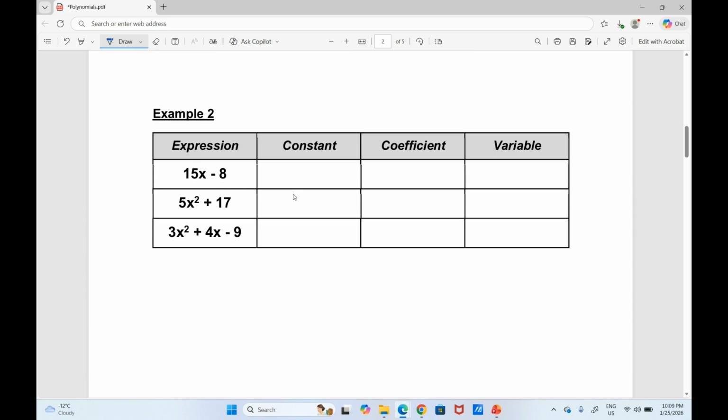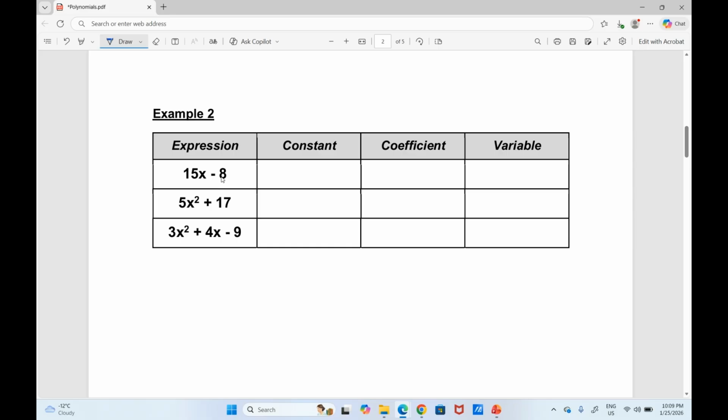So for this example here, I have my expression. I'm going to list the constants, coefficients, and variables. So my constant is a value that is something that I know, and it's separated by a plus or minus sign. So in this case here, I know the value 8 and it's separated by a minus sign. Hence, I'm going to state my constant.